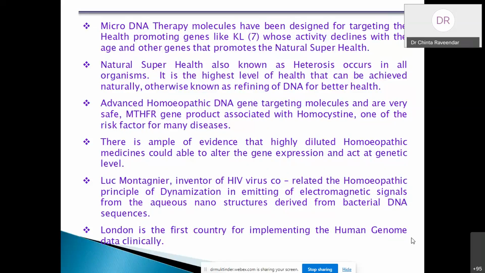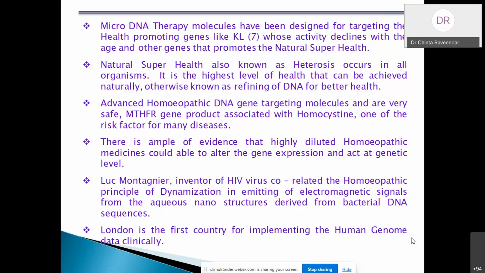The natural super health, also known as heterosis, occurs in all organisms. It is the highest level of health that can be achieved naturally, otherwise known as refining our own DNA for better health. The advanced homeopathic DNA gene targeting molecules are very safe. For example, the MTHFR gene product is associated with homocysteine. You all know the risk factor of homocysteine, one of the risk factors for many diseases.